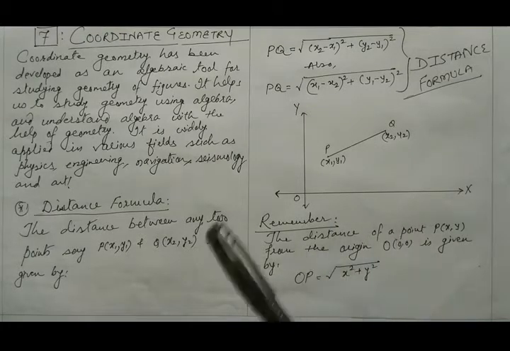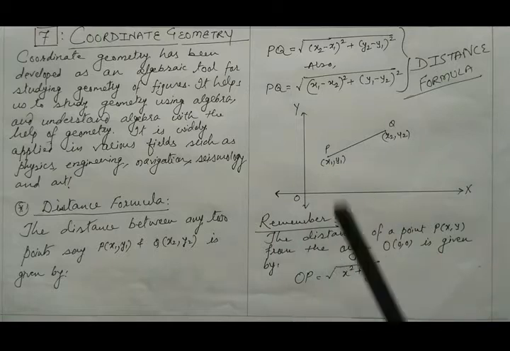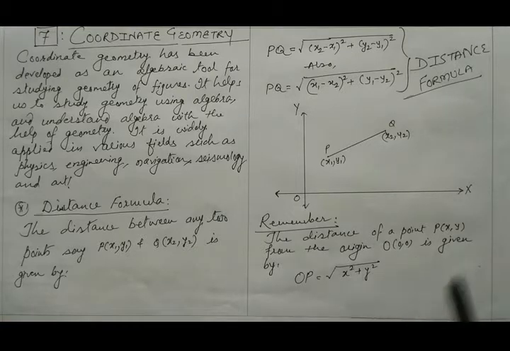Now directly I have written the formula here. One thing, suppose you want to find the distance between the origin and any point in the plane, so the distance OP. Suppose you consider the coordinates of P as x and y, and the origin 0 comma 0. Then the distance of a point P (x, y) from the origin is given by OP is equal to under root x square plus y square.